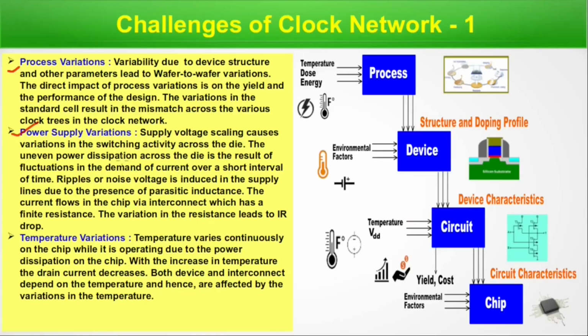Now, power supply variation. Supply voltage scaling causes variation in switching activity across the die. The uneven power dissipation across the die is the result of fluctuation in demand of current over a short interval of time. Ripples or noise voltage is induced in the supply lines due to presence of parasitic inductance. Parasitic inductance is there for state-of-the-art chips. We have already discussed on-chip inductance in the interconnect series. The current flows in the chip via interconnect, which has a finite resistance, and this resistance has a deep impact on the performance. So the variation in the resistance leads to higher drop.